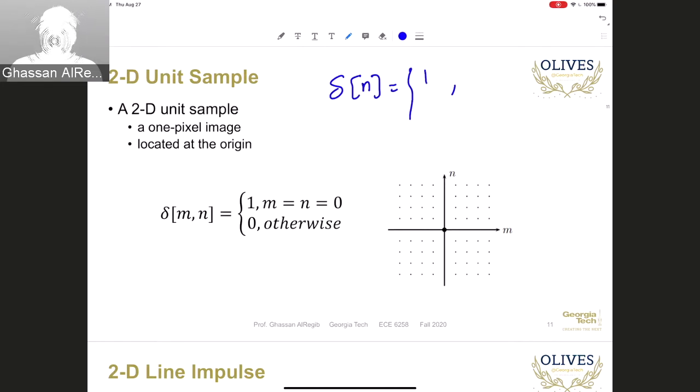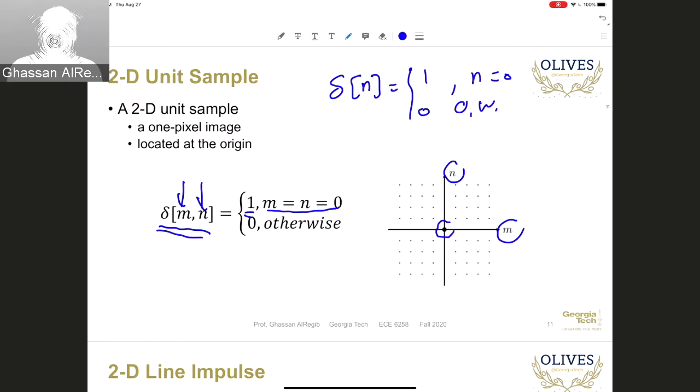This is one when n is equal to zero and zero otherwise. So this is the same extension. The only difference is that we are really extending this into two dimensions. We have M and N, and again, it's equal to one when both M and N are zeros and zero otherwise.